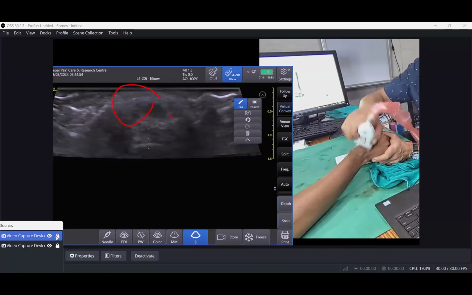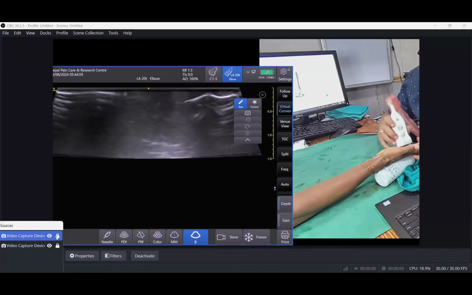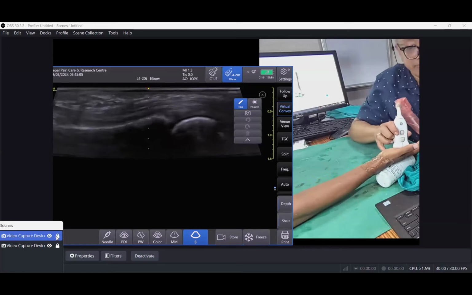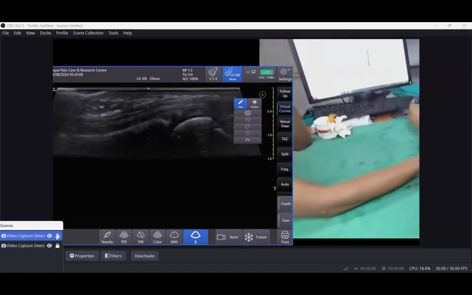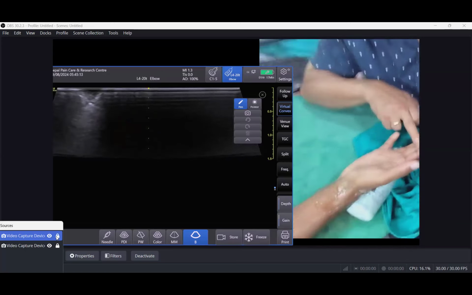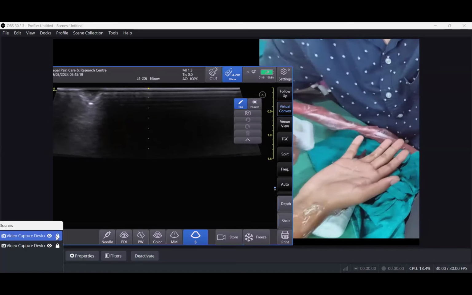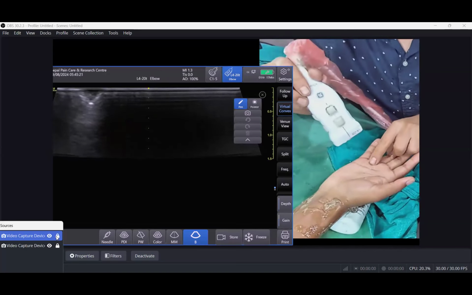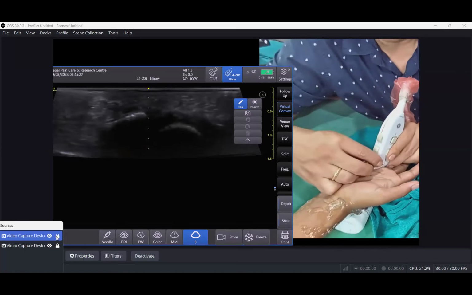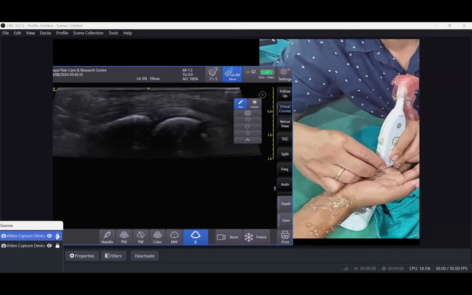Okay. Now the last part is the pulley system. The pulley system I couldn't show you in the 3D anatomy because it was not there. But if you see how I'm putting my probe, the linear probe, just along the long axis of the finger, over the metacarpophalangeal joint. The joint you are seeing is the metacarpophalangeal joint.